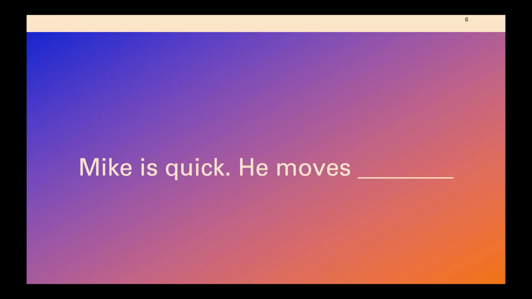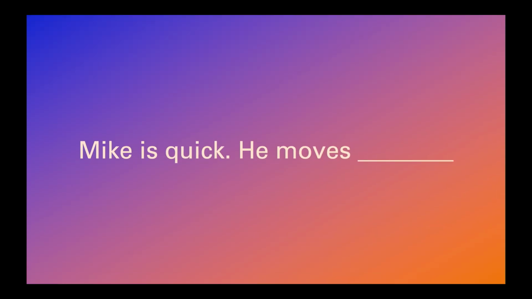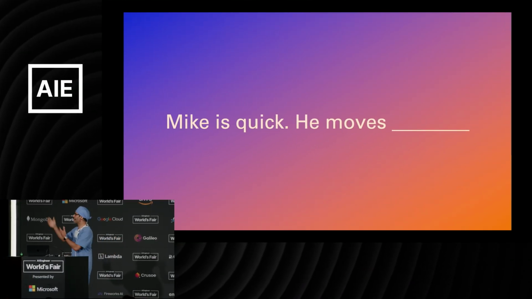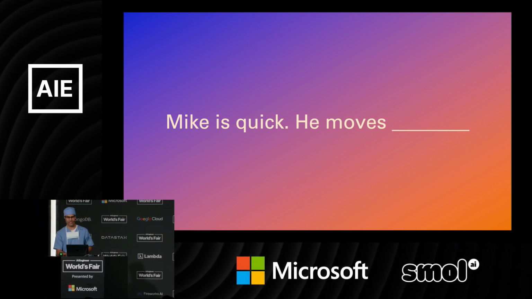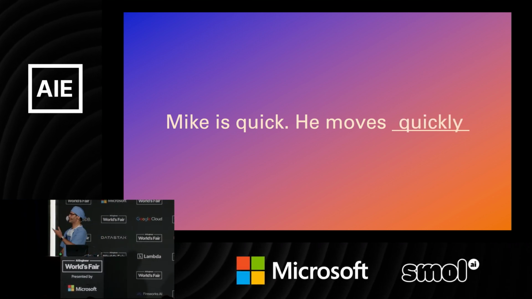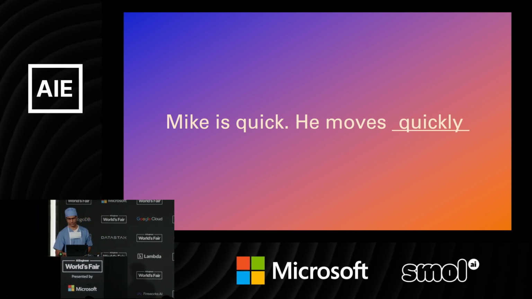You're probably familiar with the concept that large language models are trained to complete sentences, to fill in the blank of phrases like this one. Mike is quick, he moves. And as a human, you might reasonably guess quickly. But how do we get a computer to do that?